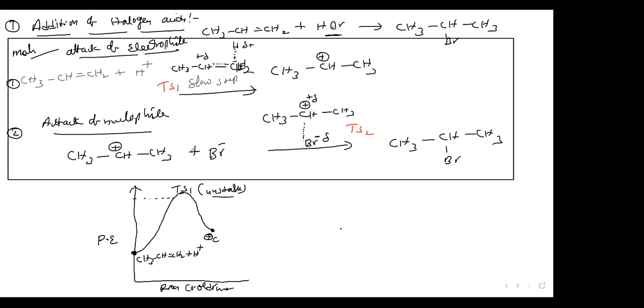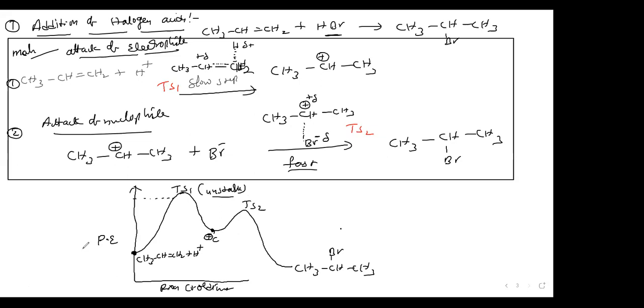Coming to the second step. The second step is a fast step. In this case, again, the carbocation with this nucleophile forms the second transition state, and it will form this one. This will be the product for us, CH3CHBrCH3. In this case, this is the carbocation, and this one will be transition state 2.